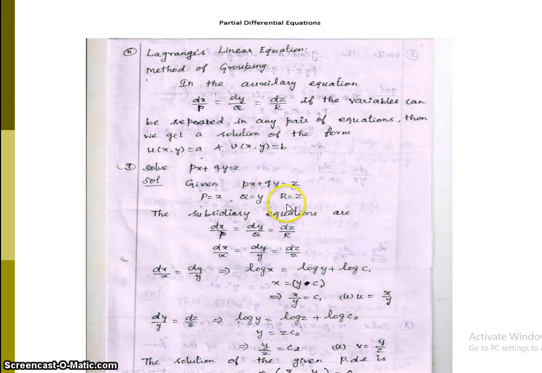Next I take another two equations, dy by y equal to dz by z. Integrating on both sides, we get log y equal to log z plus log c2. So y equal to z c2. Therefore y by z equal to c2. I want v, so v equal to y by z. Don't take c1, c2. Therefore the general solution is phi of u, v equal to 0. Thus replacing the u and v values, we get the required solution. So this is the Lagrange method of grouping here.